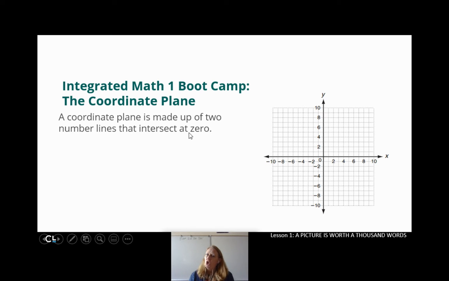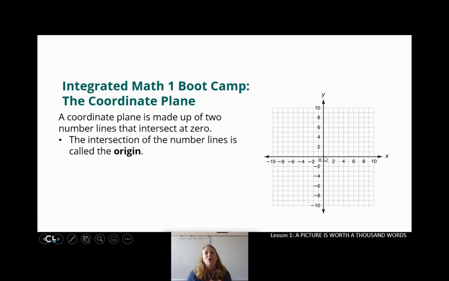So if you recall, a coordinate plane is made up of two number lines that intersect at 0, right? I've got a horizontal number line and a vertical number line, and they intersect at 0 right there in the middle. And we call that intersection of the number lines the origin. So this little guy, 0, where my two number lines meet up, is the origin.